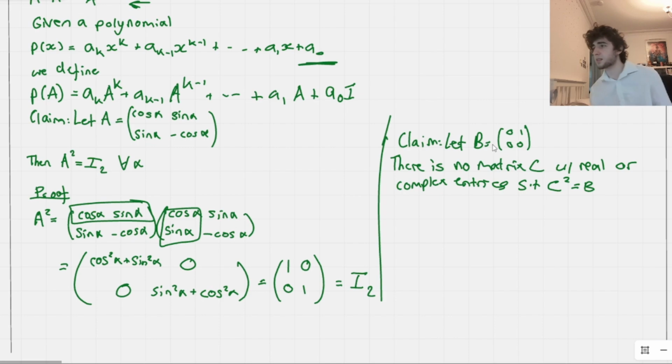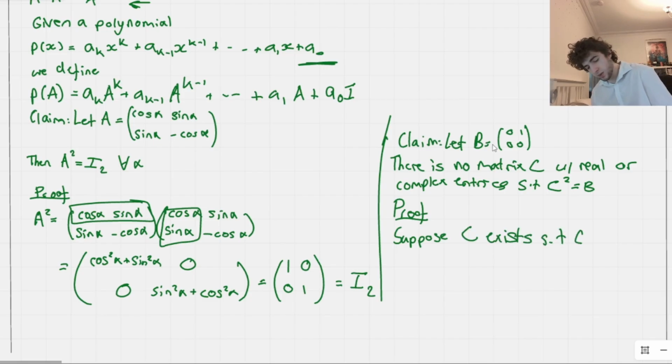But okay, let's now prove this. So, proof. Assume that there is a matrix C that squares to give B. Suppose that C exists. We're trying to prove it doesn't, such that C squared is equal to B, where C is a matrix.